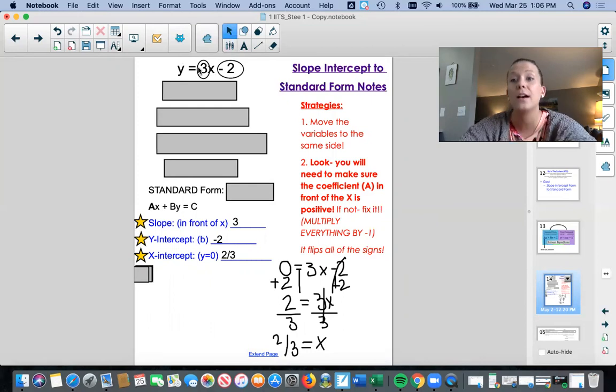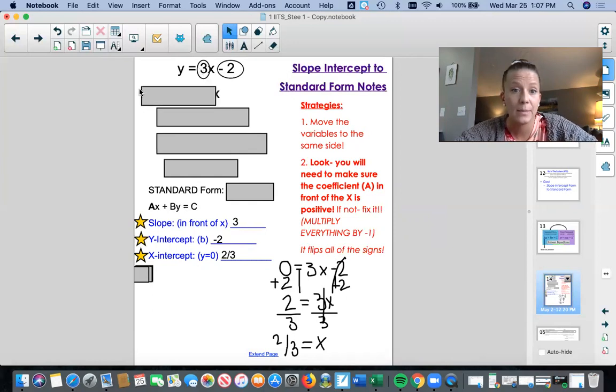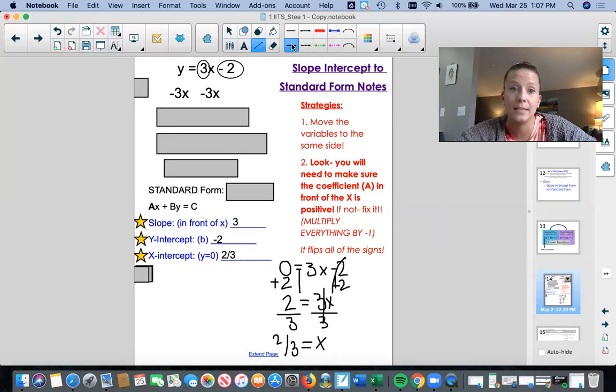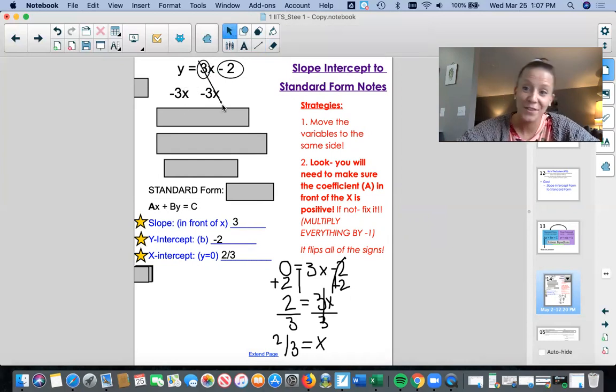We have to do the inverse or the opposite because we are moving, okay? So in this case, the opposite of positive 3x is minus 3x. So I need to minus 3x from both sides. That'll move it away from this side and bring it to the other side.